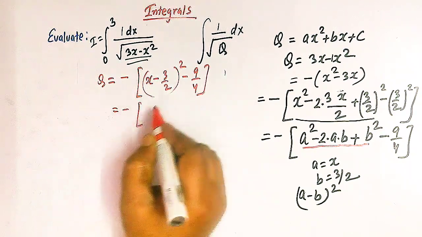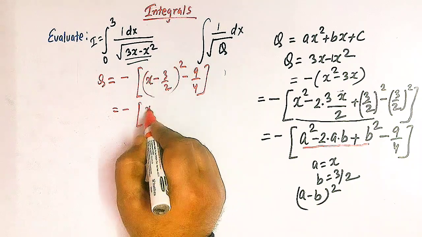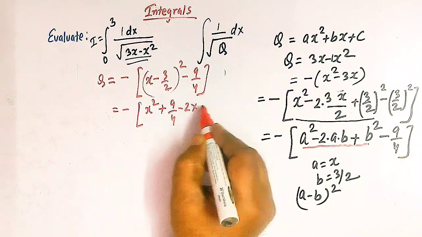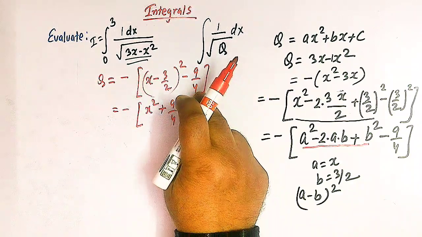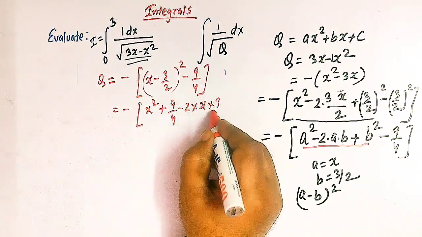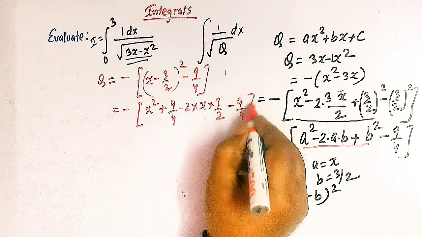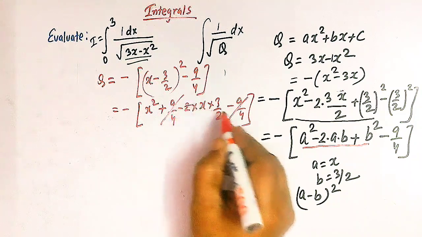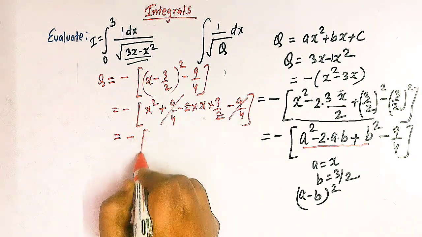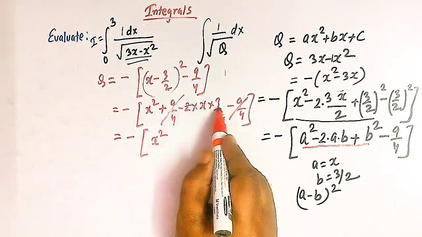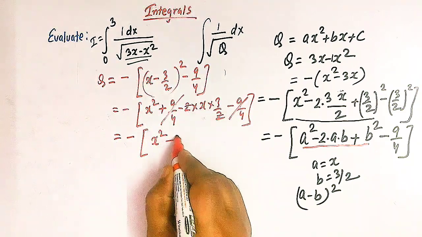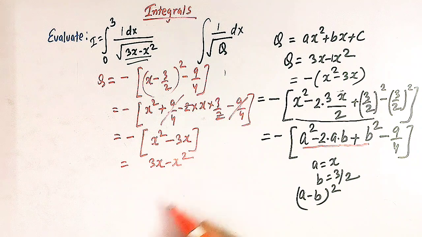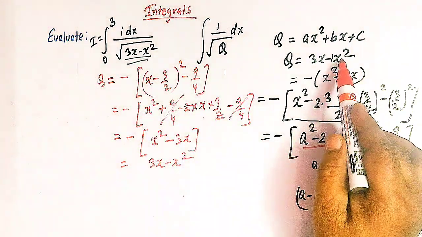Because see, here we have a minus b square, so we have a square, then we have b square, that is plus 9 over 4, then minus 2ab, that is 2 times x times 3 by 2, and here we have minus 9 by 4. So 9 by 4 and 9 by 4 get cancelled, and here 2 and 2 also get cancelled. So we have minus x square, and this is simply 3x, and now we can write it as 3x minus x square. So we'll get the same quadratic polynomial.